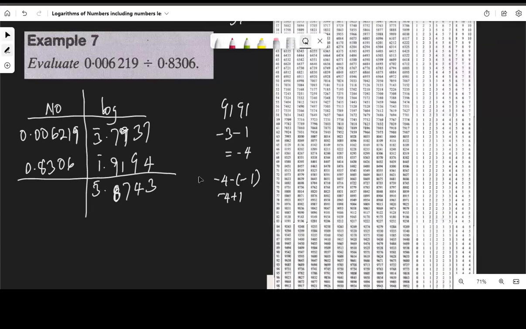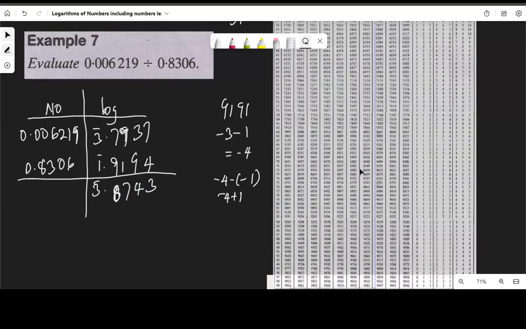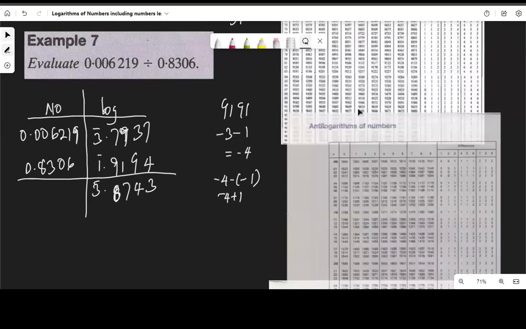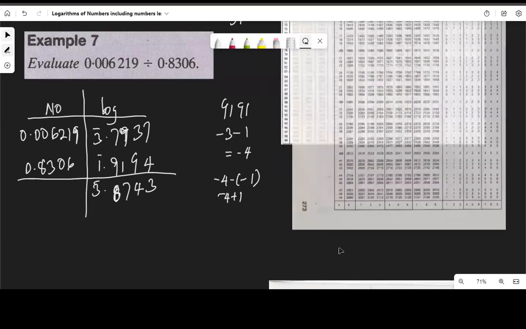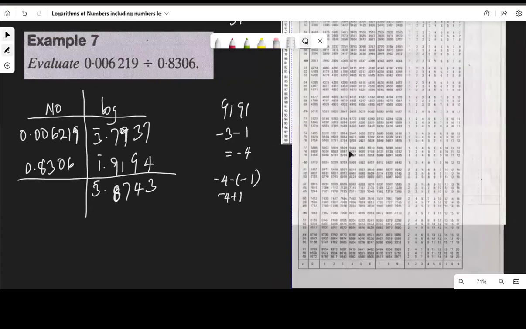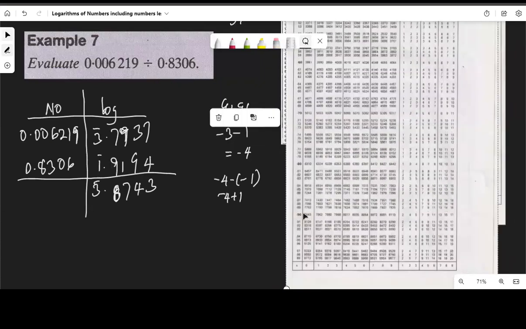Okay, now finally we need to look for the antilog of 87 under 4, difference of 3. Antilog of 87 is right here under 4. That is 0, 1, 2, 3, 4, 74, 82. Difference of 3 is 57.